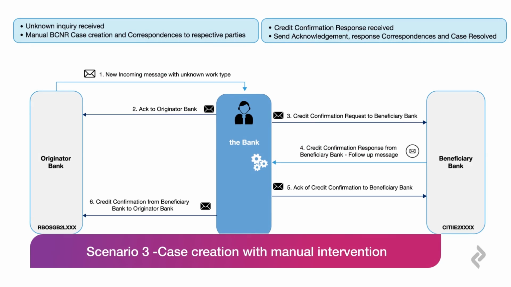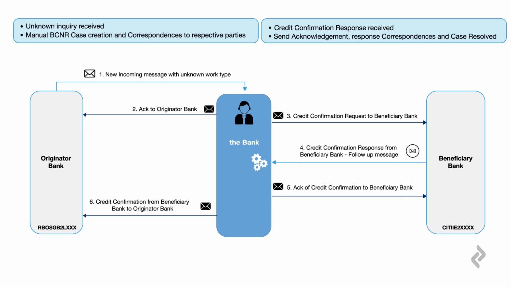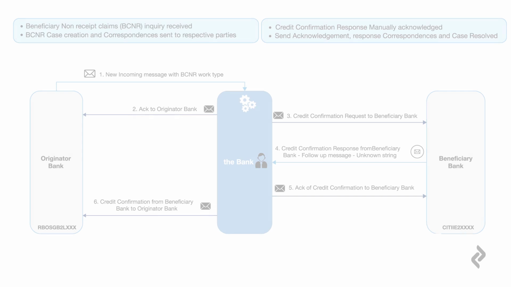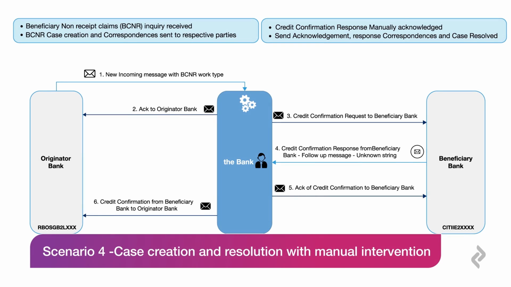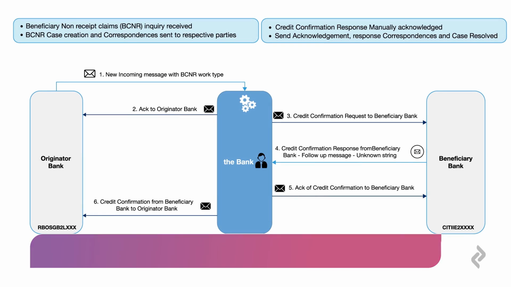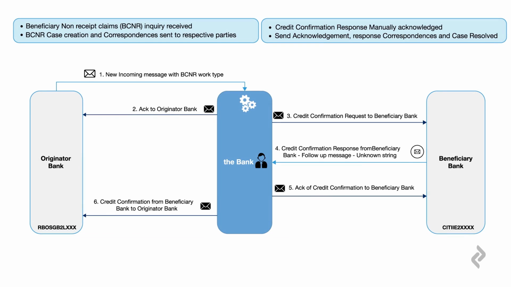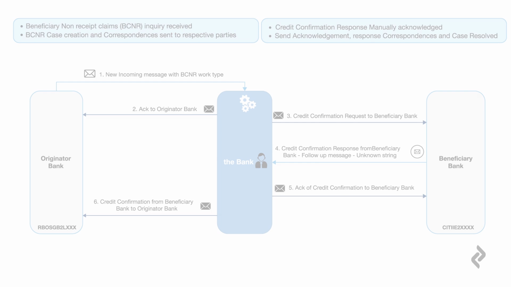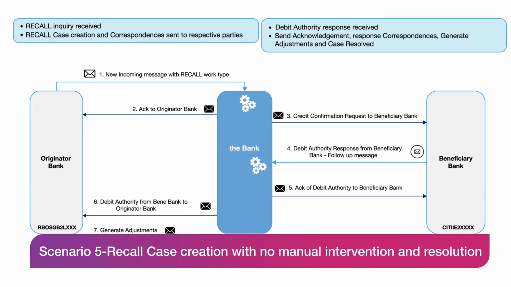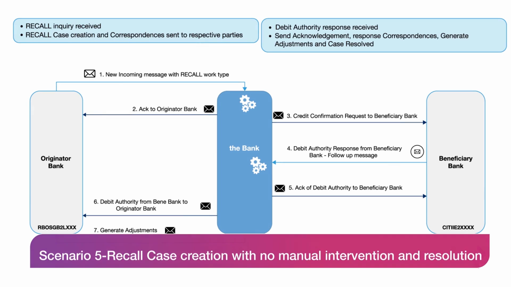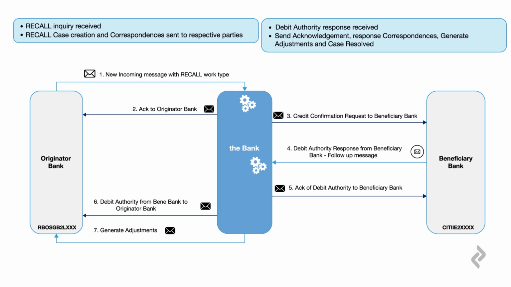For the third scenario, we showcase how an unknown inquiry is converted to a case by manual intervention from the user, signifying the flexibility of automated workflows in Camunda. The fourth scenario demonstrates how case creation happens for a known inquiry, and how manual intervention is introduced, followed by the case resolution. For the final scenario, we showcase how a different case type inquiry is obtained in the Camunda workflow and is taken to resolution without any manual intervention.